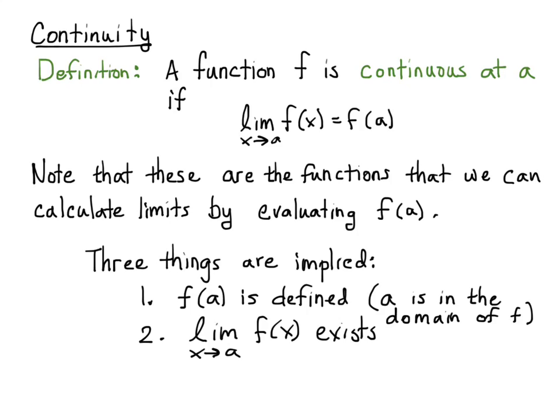The next thing is that the limit as x approaches a of f at x exists. Now we've seen some cases where the limit doesn't exist, and so with this definition, since this limit equals a number, then we're suggesting that it does in fact exist. And finally, it is what it says, that the limit is the same thing as the function evaluated at a.